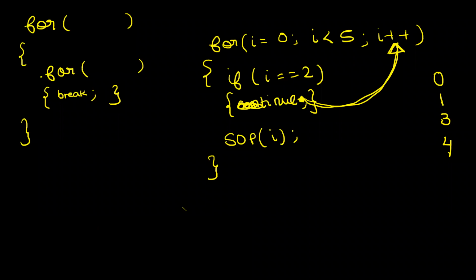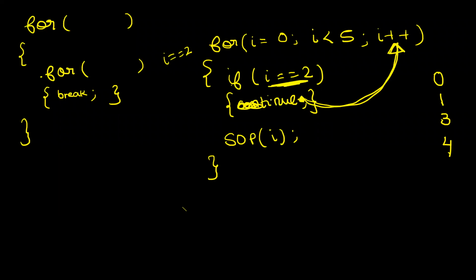What is break doing? Break is making you come outside the loop entirely. And continue is telling you, boss, skip all the lines of code that are written. Just simply go to the next iteration of the loop. That's it. As simple as this. Why skip 2? See what will happen. When the value of I is equal to 2, this condition evaluates to be true.